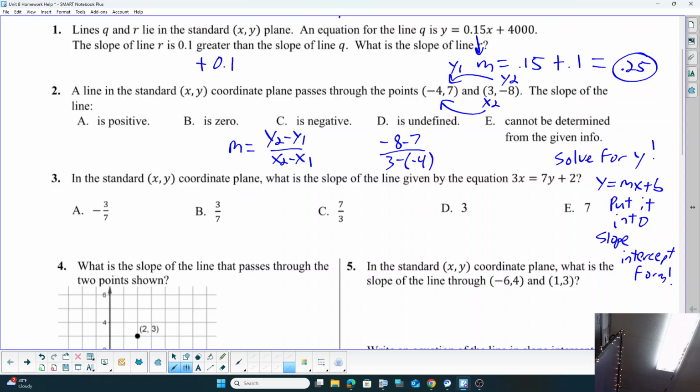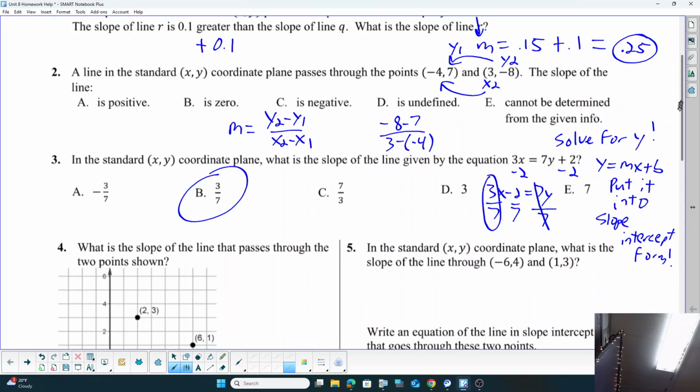Okay, let's see here. So I guess we're just going to go ahead and subtract 2 over to this side. So we get 3x minus 2 equals 7y. And then we're just going to divide by 7. But if you do it to one side, you have to do it to everything on the other side. So we get 3/7 as our slope. Let me double check, but I know that's right. Yep, 3/7.